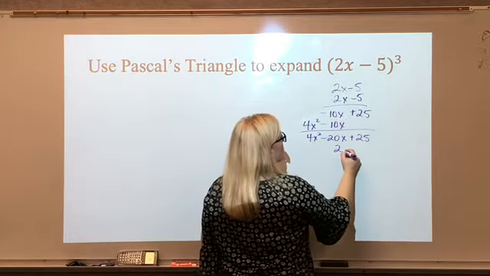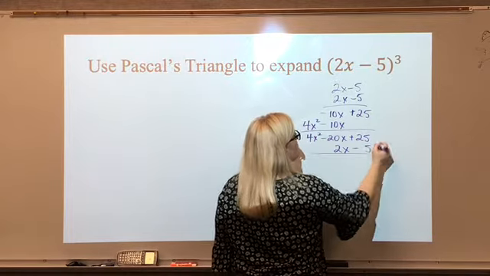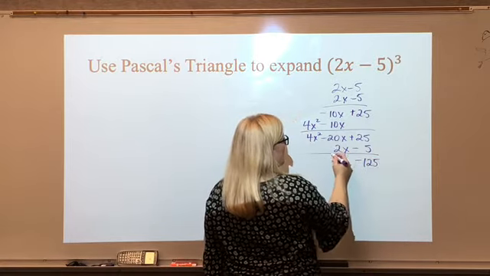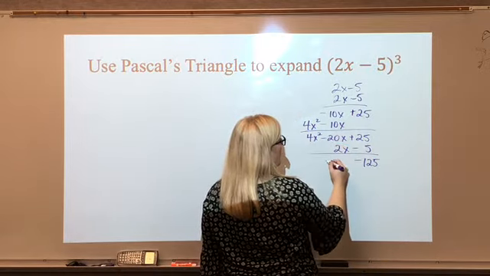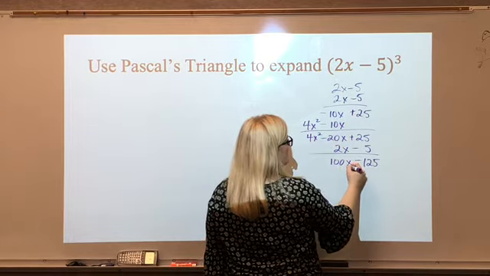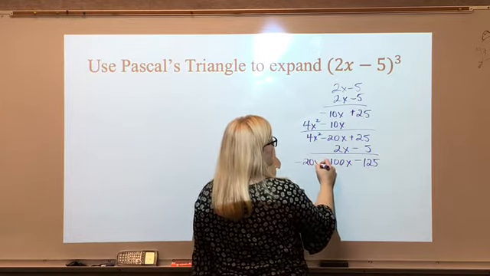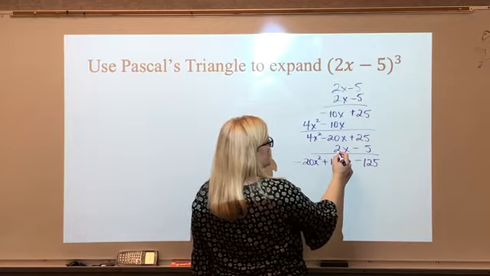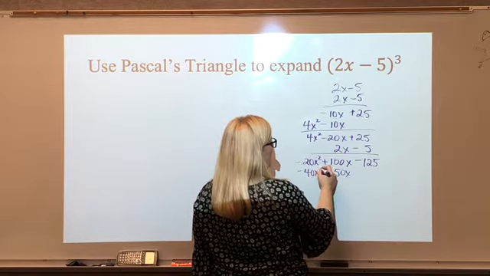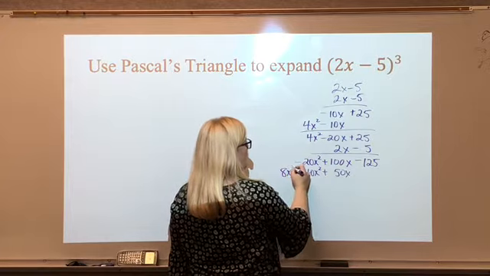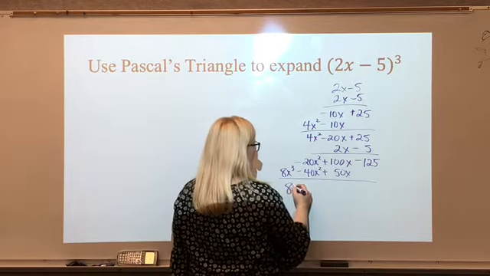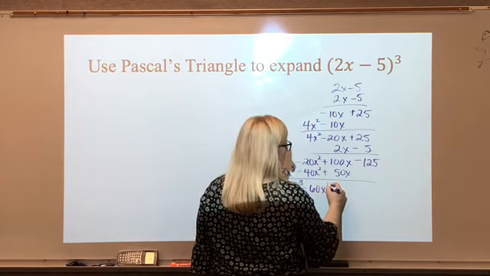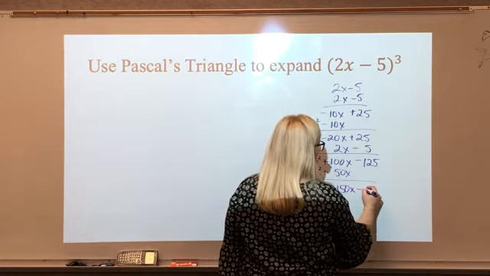And then I'm going to multiply this by 2x minus 5 again because of the third power. So I get negative 125. This is a positive 100x. Then I have negative 20x squared. Then this is going to give me 50x. This is negative 40x squared. And then 8x to the third. So if I were to do this longhand, I get 8x cubed minus 60x squared plus 150x minus 125.